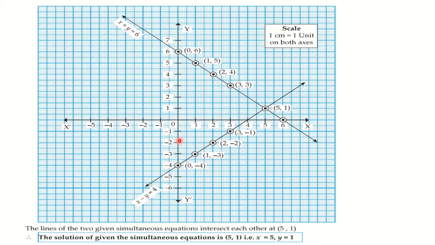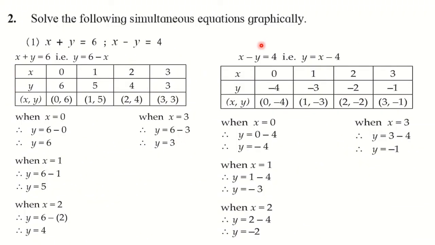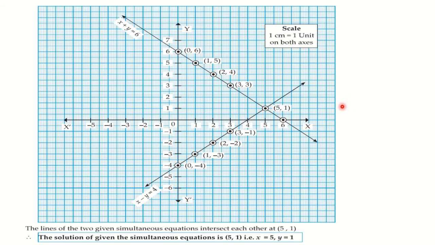Okay. Now see the second equation. X minus y is equal to 4. That means y is equal to x minus 4. Now choose the suitable values of x and accordingly get the values of y. So you got the ordered pair here also. Then plot that second line. You can see the second line is plotted. Okay. So plot all the points and draw the line.